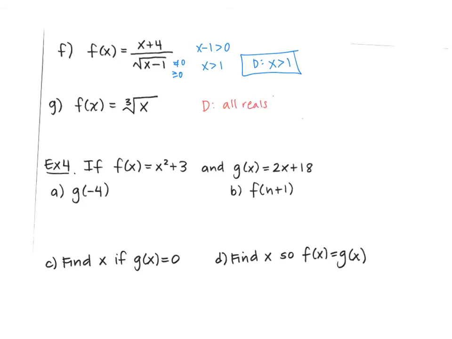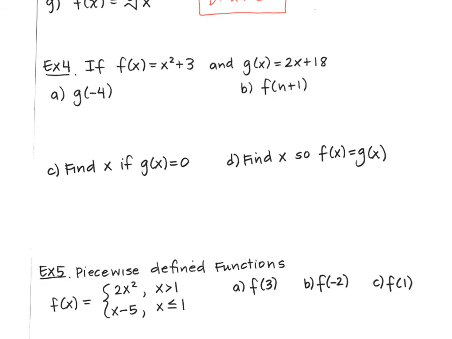and that's true of any odd indexed radical functions. If that was a 5th root, a 7th root, a 9th root, it would still be all reals, whereas if it was a square root, a 4th root, etc., I would have to make sure it was greater or equal to 0 for the radicand.